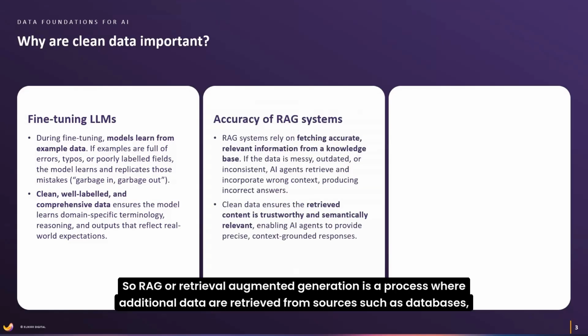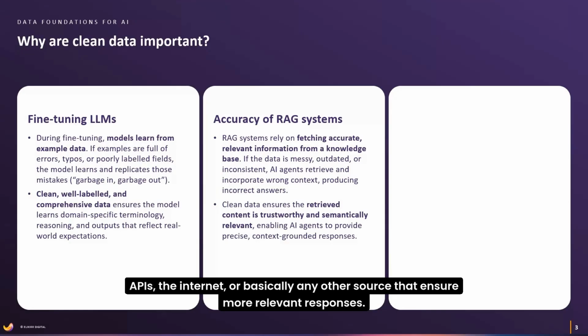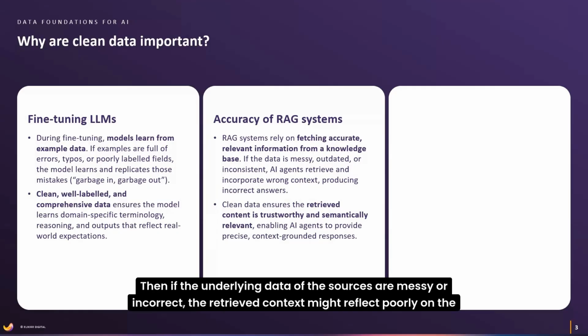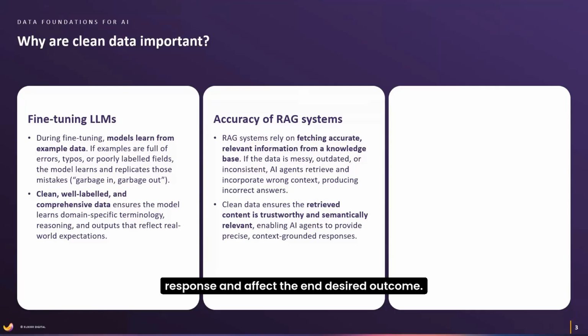Then we have RAG accuracy. So RAG, or retrieval augmented generation, is a process where additional data is retrieved from sources such as databases, APIs, the internet, or basically any other source, to ensure more relevant responses. And if the underlying data of the sources is messy or incorrect, the retrieved context might reflect poorly on the generated response and affect the desired outcome.